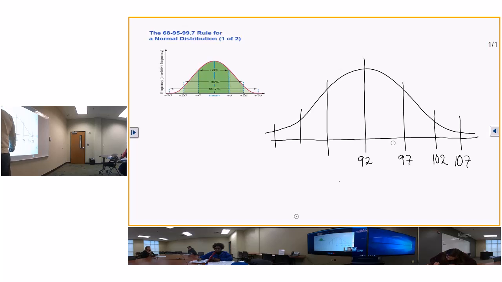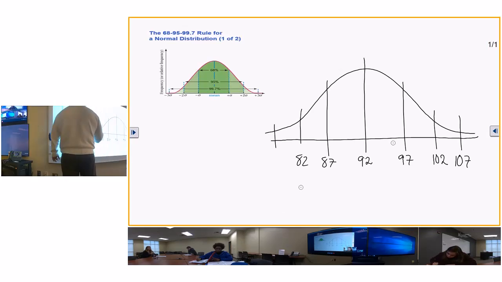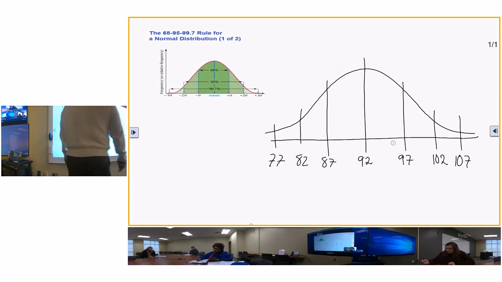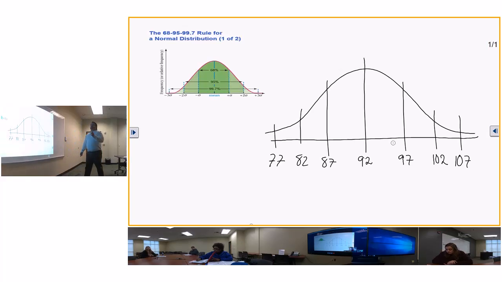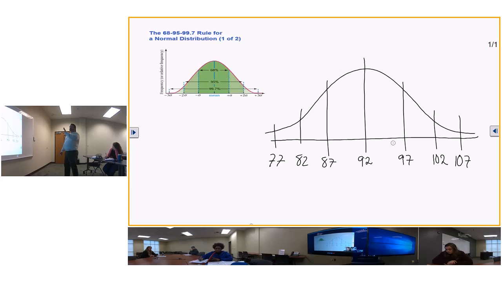So what's 92 minus 5? 87. 87 minus 5, 82. 82 minus 5, 77. Now that's what you're supposed to do when you fill out your empirical rule curve or your normal distribution. You put the median in the middle, and then you add the standard deviation on the right, and you subtract the standard deviation on the left. I take it out to 3 because I want to show you what the 3 standard deviations mean.